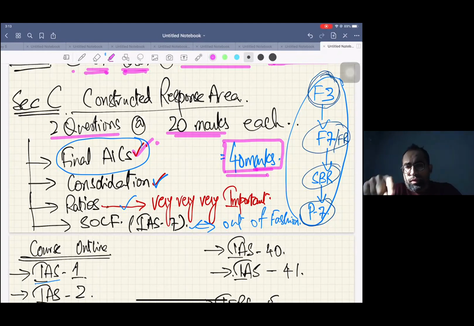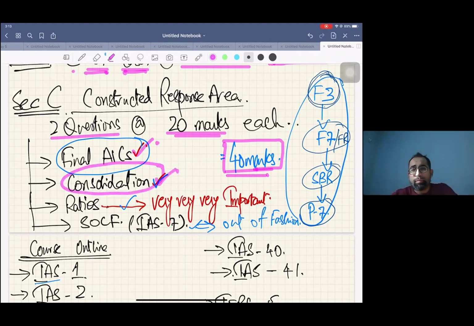Okay, so in CRQs, the last section C, final account may come. Number 2, consolidation may come, right? 20 marks. And consolidation is again very important. Just like in F3, hope you remember, you will have 15 marks, compulsory 15 marks for consolidation. Variable marks were also there, but fixed 15 marks for consolidation in F3 is there.